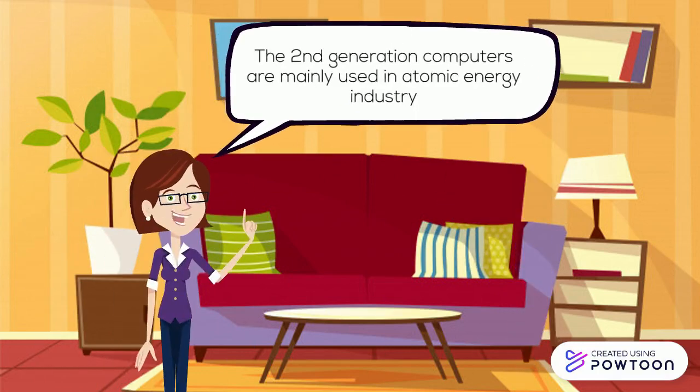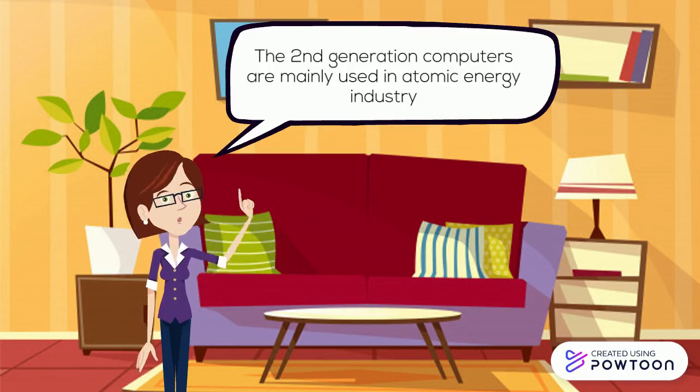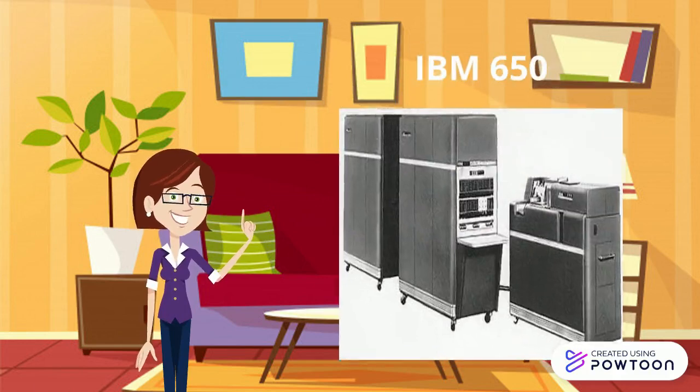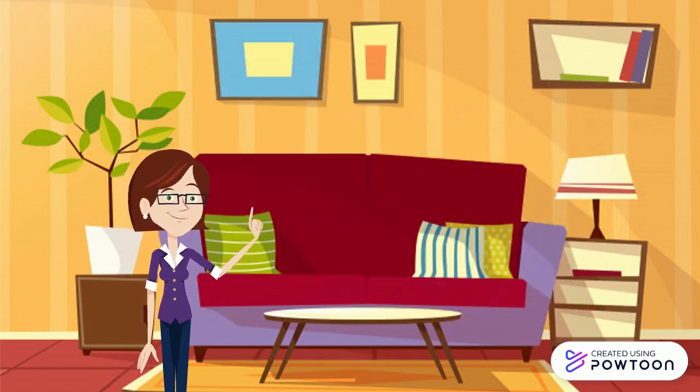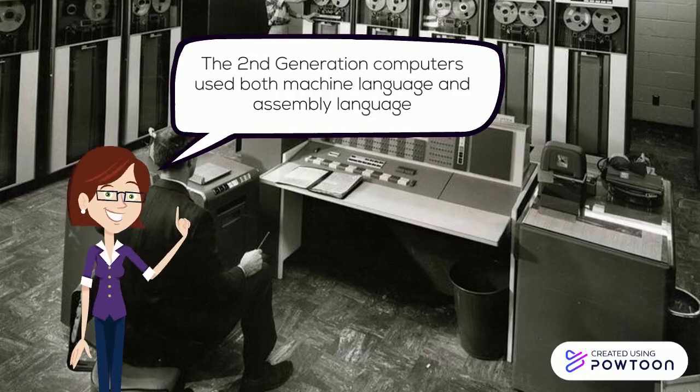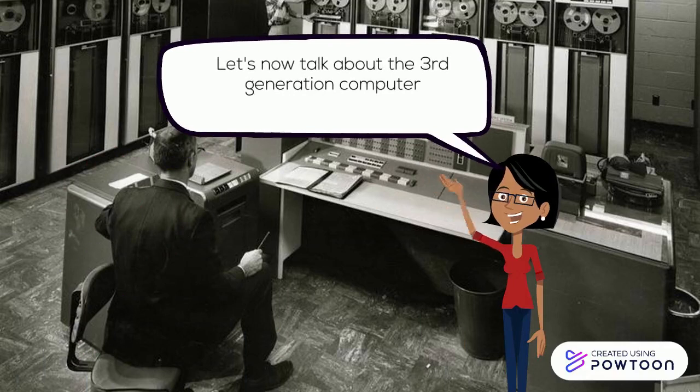The second generation computers were mainly used in the atomic energy industry. Examples are the IBM 7000, IBM 650 and Atlas. The second generation computers used both machine language and assembly language. Let's now talk about the third generation computer.